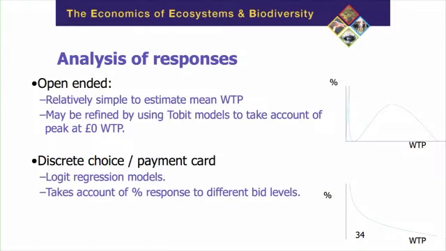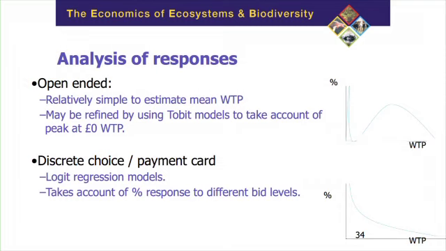Okay, how we then analyze those responses. If you had an open-ended survey, then you could just work out the mean willingness to pay, so you could just get an average. However, you tend to have a big spike at 0. So you'll have a whole bunch of people saying, no, I'm not willing to pay anything.